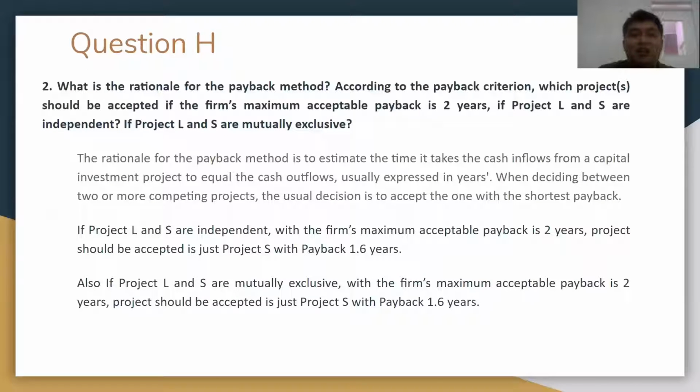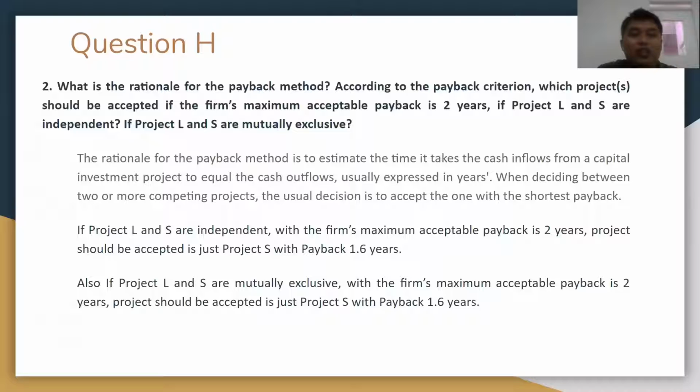And then the next question is, what is the rationale for the payback method? According to the payback criterion, which project should be accepted if the firm's maximum acceptable payback is 2 years, if project L and S are independent, and if project L and S are mutually exclusive? The rationale for the payback method is to estimate the time it takes for the cash flow from a capital investment project to equal the cash outflow, usually expressed in years. When deciding between two or more competing projects, the usual decision is to accept the one with the shortest payback.